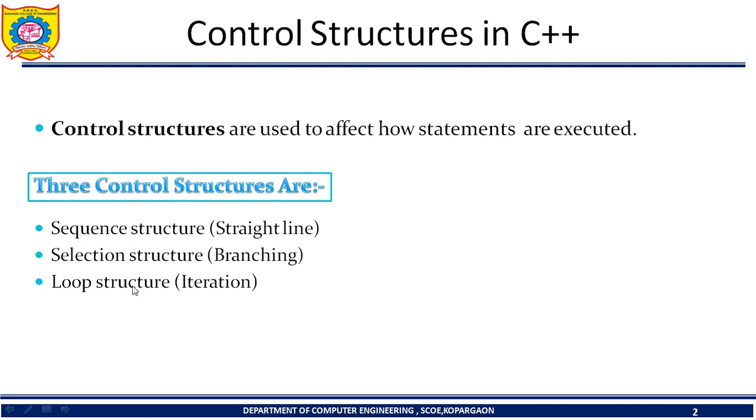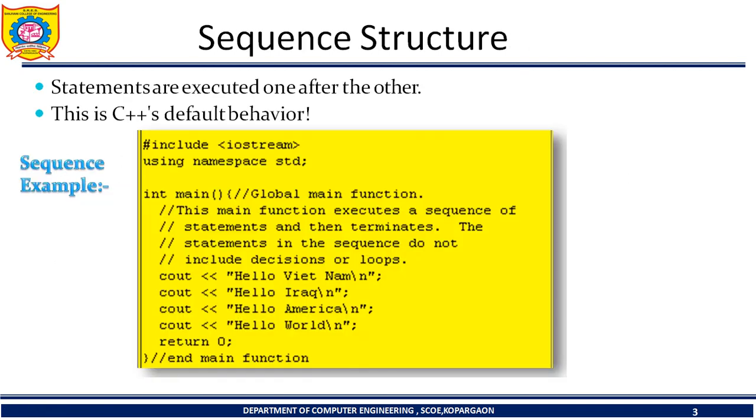And loop structure is nothing but iteration. That means some number of statements get executed a number of times. That is nothing but the loop structure. We will see all these three types of control structures in detail. The first one is the sequence structure.